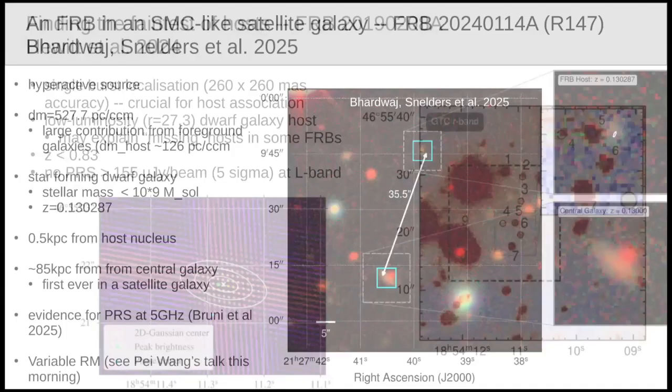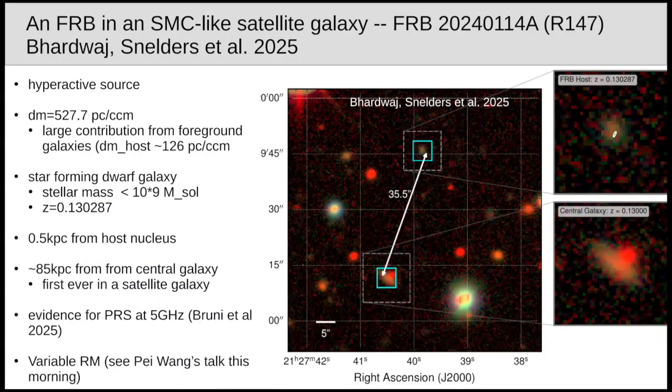Now, not too long ago, Mohit Bhardwaj and Mark Snelders published this little paper on 240114A. We already had two talks on the source, also one of the hyperactive sources, which for a while was crazy. And this one turns out to actually be in an SMC-like satellite galaxy of a more massive host. So it's the first FRB actually localized to a pair. Most of the as-yet localized sources were in non-gravitationally bound pair-like systems. This one is the first of them.